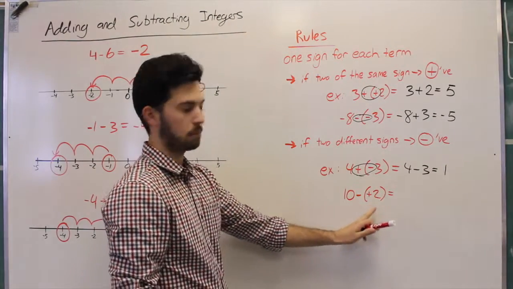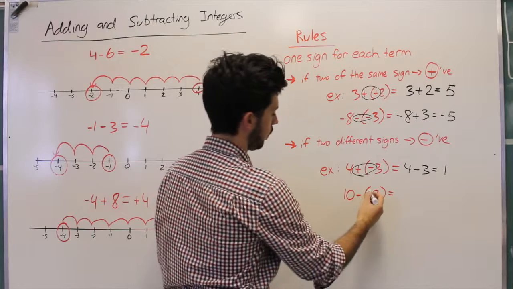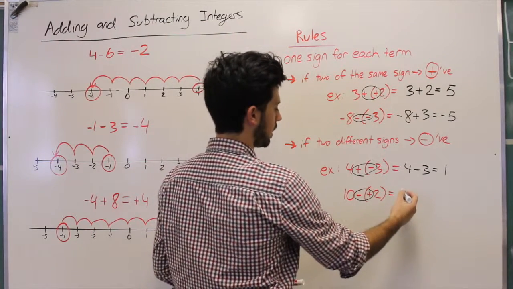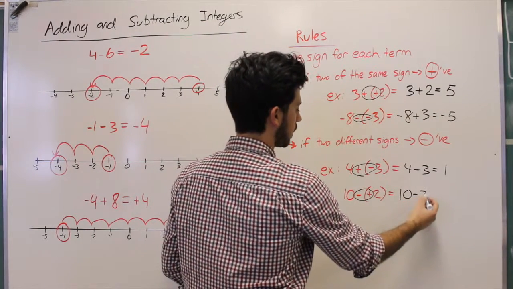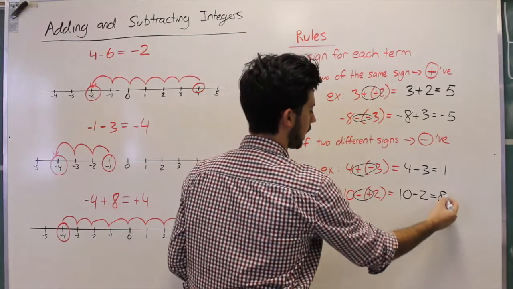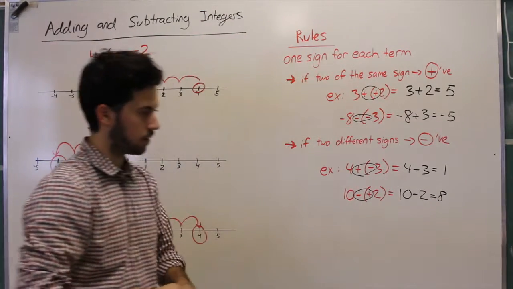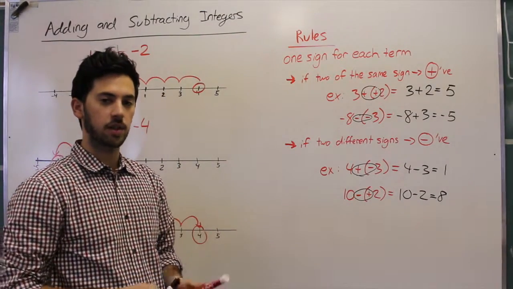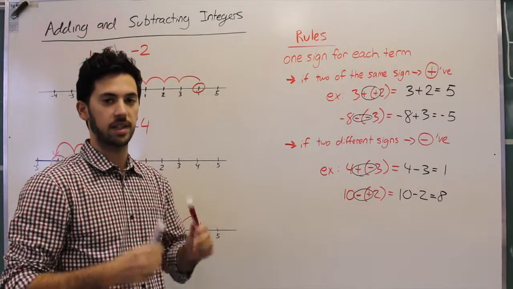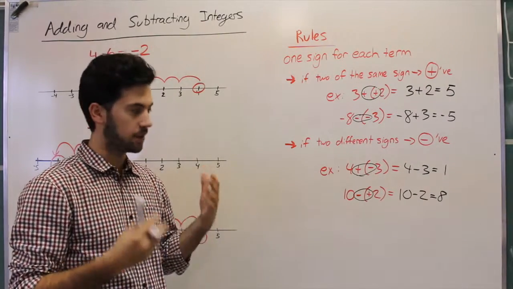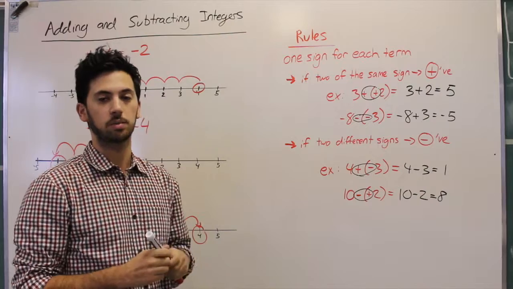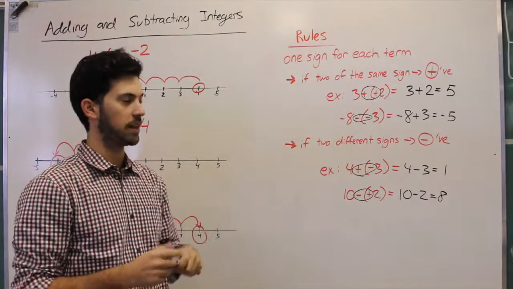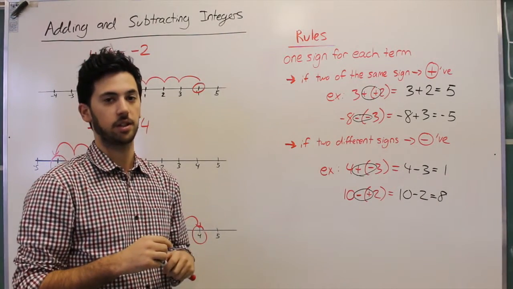10 minus positive 2. We put them together, it's much easier to see. 10 minus 2, and that's 8. So, if you have a situation where there are 2 signs in front of the same term, instead of in front of the same number, well then we just put them together in this way so that there's only one sign in front of each term.